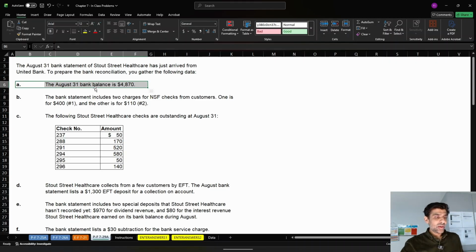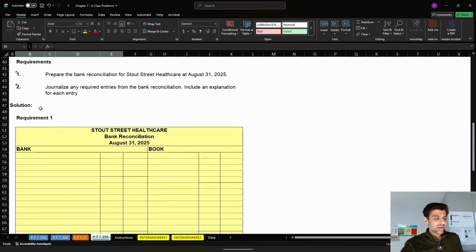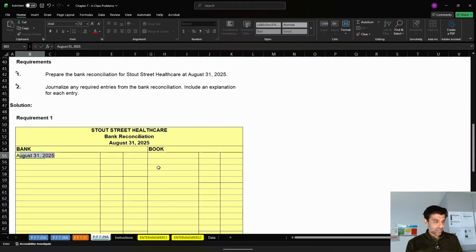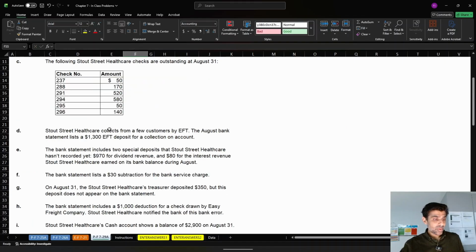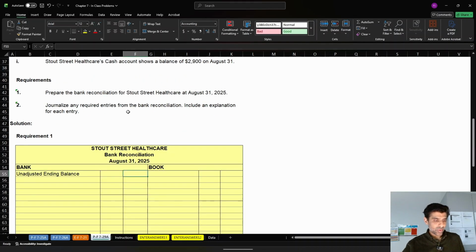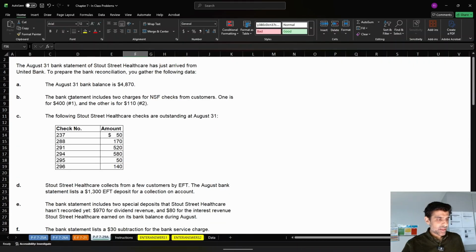So this first one, this is going to be the first line of this bank. This is going to be my unadjusted ending balance for the bank side of the reconciliation, 4870. Okay, then I'd go to the next one, B. The bank statement includes two charges for NSF checks to customers. One is for 400, one is for 110.